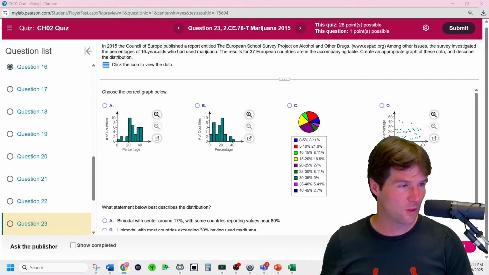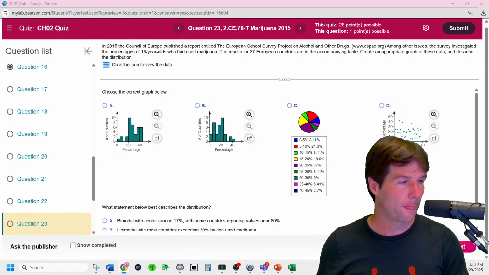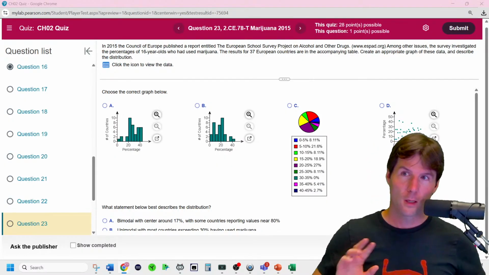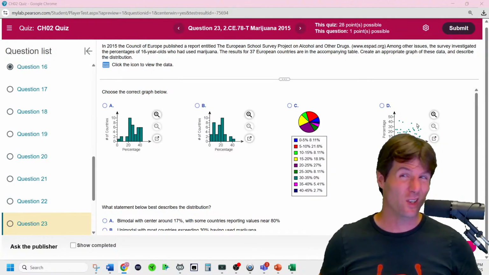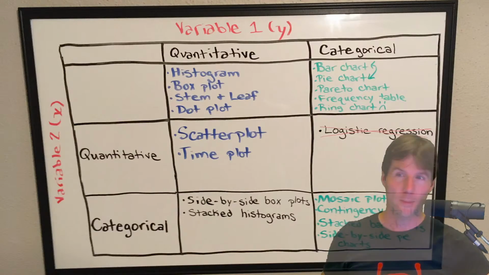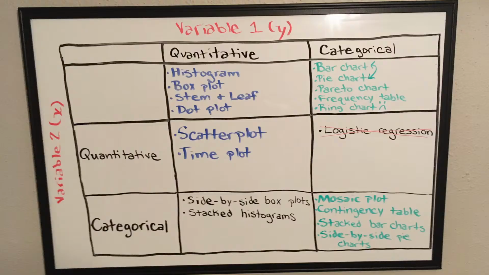Okay, and in 2015, this is a tricky one. All right, here we go. Look at what we got right here. Histograms, pie charts, that's called a scatter plot. The types of variables let you know how you should display it.